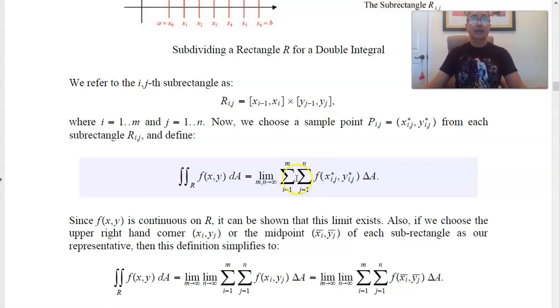And then we have a double sum. i will be for x and j will be for y. We plug in the points that we picked into our function, and then we multiply that by delta A, which was our delta x times delta y. And of course that delta A becomes dA in our symbol.